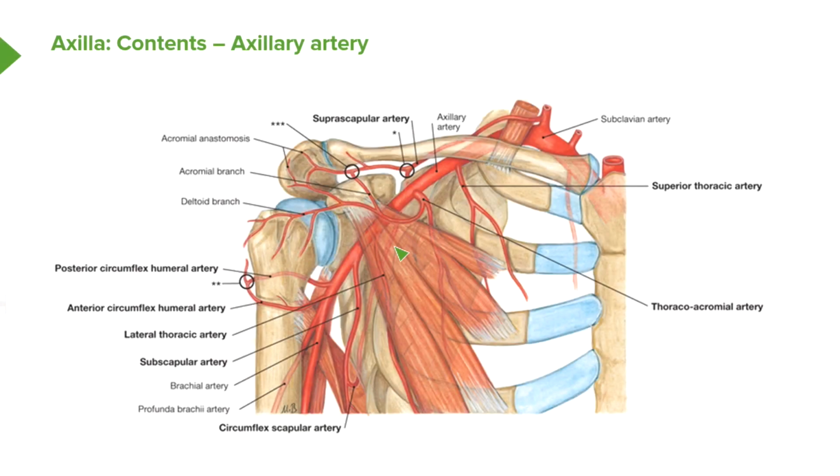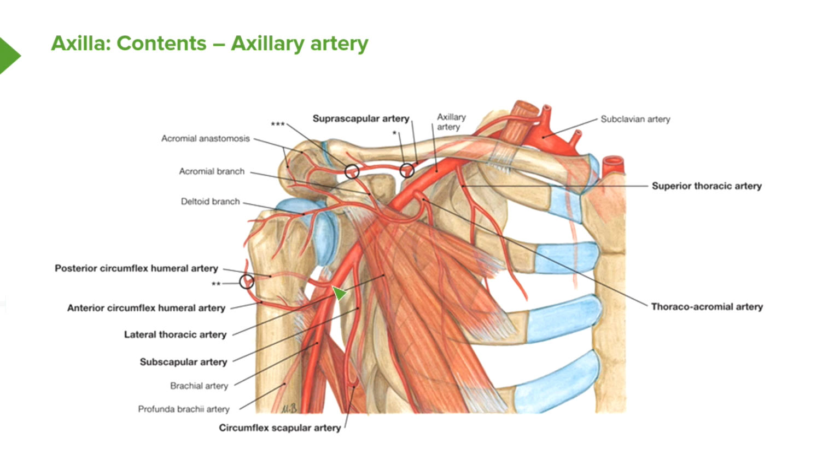We can see it running up in this direction to anastomose here with a branch that's coming off the thoracoacromial artery. So a complicated anastomosis going on. And like I said, we'll come back to it. So that's one of the branches coming from the third part of the axillary artery.